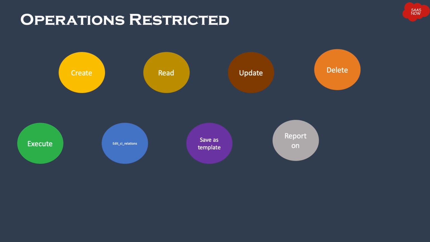Then we have report on. Users cannot create reports. And then we have personalized choice. Users cannot right-click on the field and configure choices of the field. So if you apply some restrictions related to personalized choice, then they cannot right-click on the field and configure the options you have for choice fields. So these are the operations which you can apply in ServiceNow with the help of ACLs.